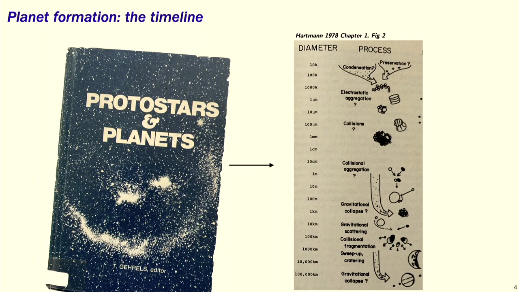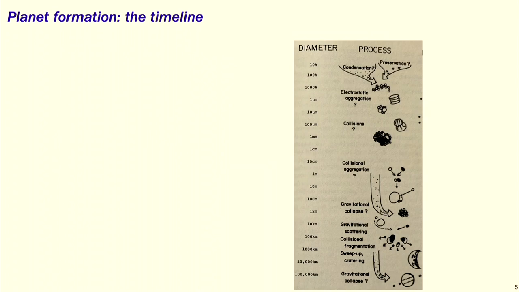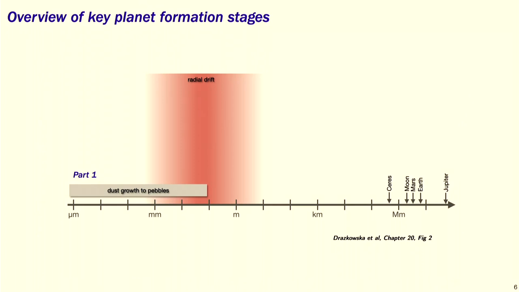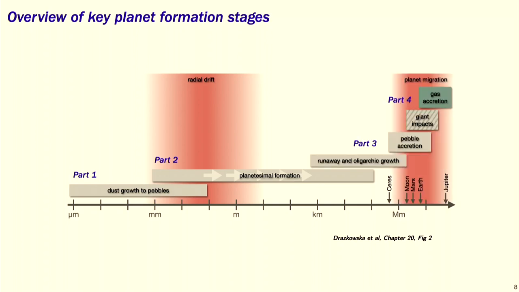The question is, how much of this figure survives to this day? Unfortunately, Joanna also made such a figure, only it is rotated in our chapter, so that's a bit of progress. All right. We start from dust growth to pebbles, and that will be part one of the talk, and we'll talk about radial drift. We'll continue to cover the planetesimal formation process, and then move forward and discuss various ways to make larger protoplanets that accrete gas and migrate inwards in protoplanetary disks. So we'll do it step by step.